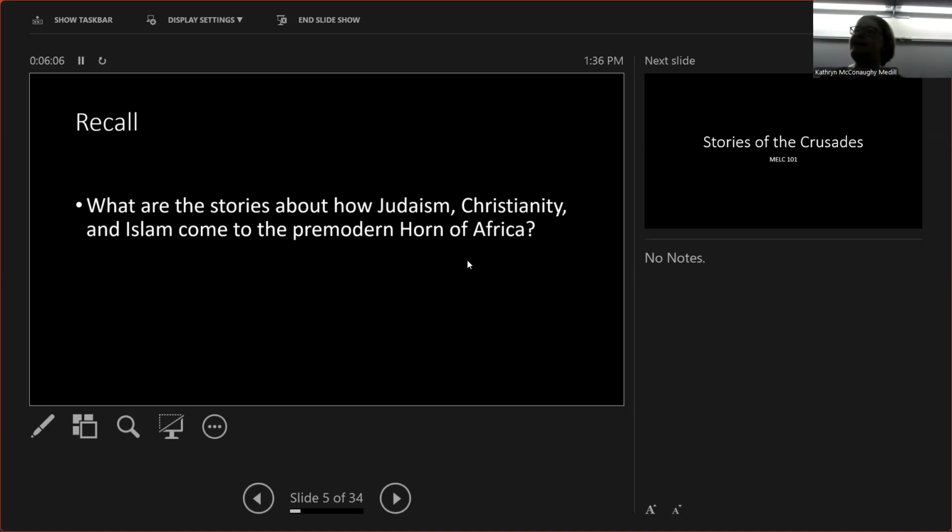Yes, exactly. So, according to the story, the Queen of Sheba and Solomon have a child. This child ends up eventually stealing the Ark of the Covenant and taking a bunch of priests with him and taking them back to Ethiopia. And that is how Judaism gets started in Ethiopia, according to this common story.